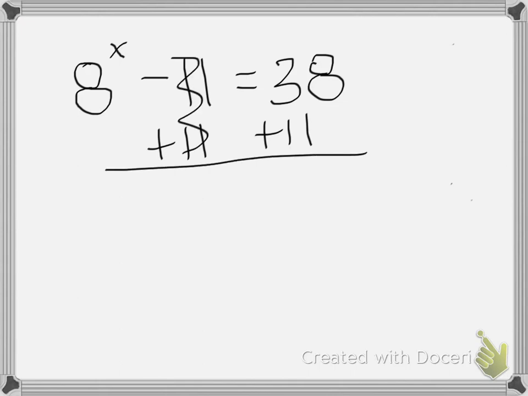That gets rid of this. You're left with 8 raised to the x power, and that's going to equal 49. Now you have to deal with the exponent. Now you could try and take the x root, but what's the x root of 49? That's not a number. That's not going to get you anywhere. You don't want x to be in your root at all.